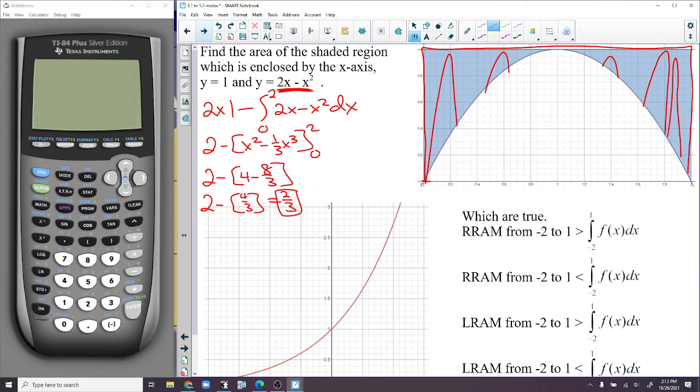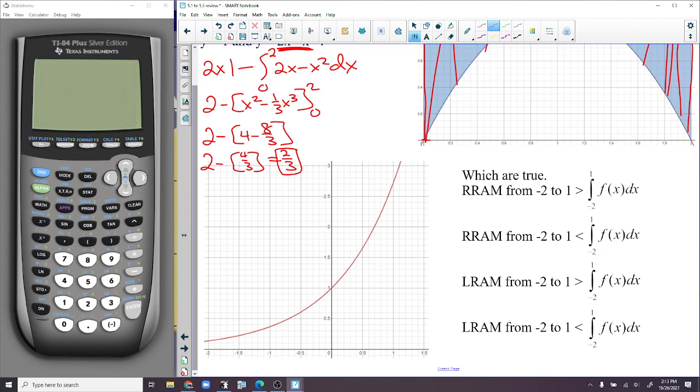The last piece I think is very simple if you know what you're being asked. I think it's an easy question. I should probably say just true or false. So let's just go true or false. RAM from -2 to 1 of this function. So the approximation of the area under this function from -2 to 1, that's what this says.